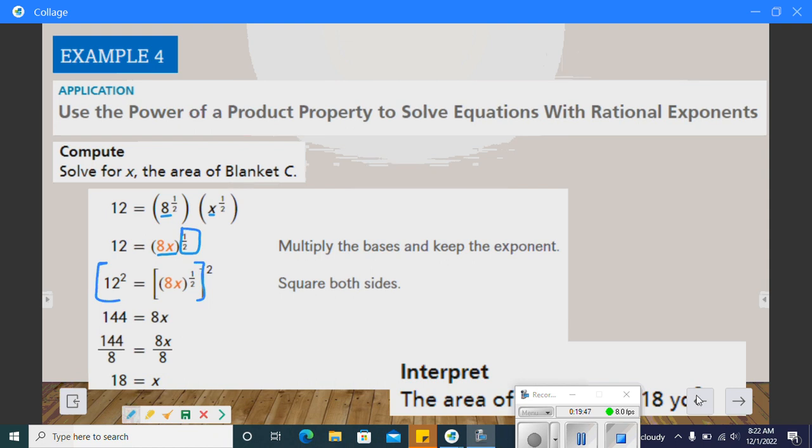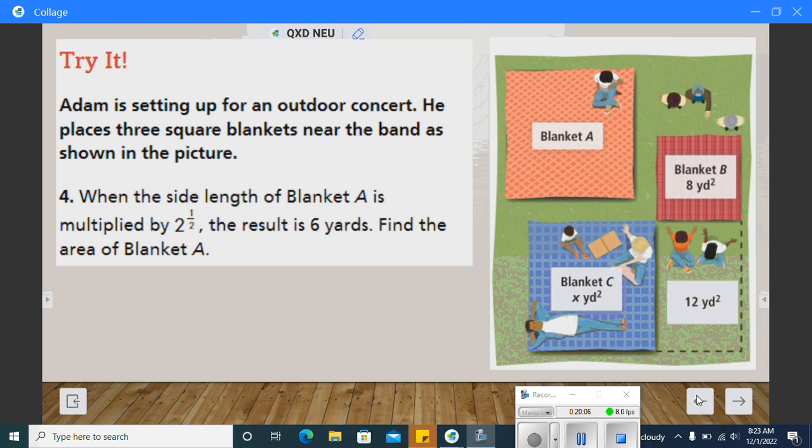That's why it becomes 8x. And you have there 12 to the power of 2 is 144. 144 over 8 is equal to 8x over 8. Therefore, you have the value of x, which is 18 is equal to x. So this is your homework.